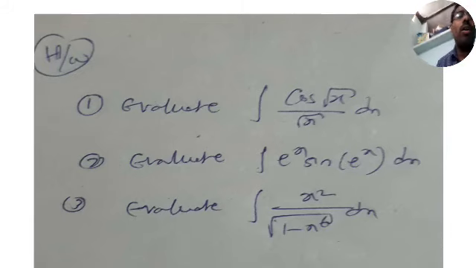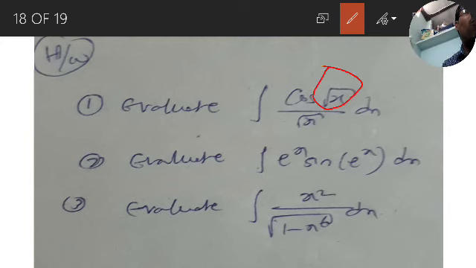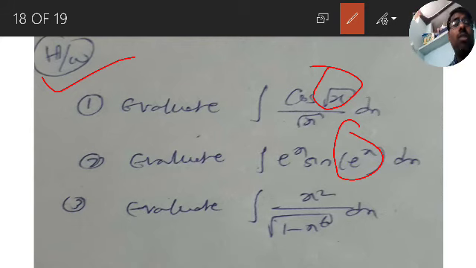So what is my homework? You see, evaluate integration cos of square root of x by root x. Substitute t is equal to root x, you will get it. Evaluate integration e power of x sine of e power of x. Substitute e power of x is equal to t, you get it.